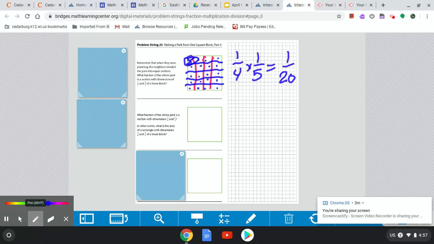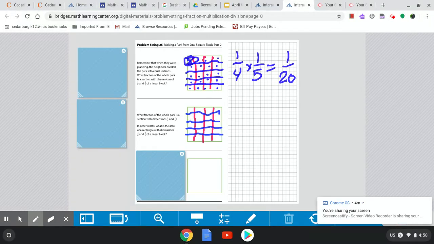All right, so for our next problem, it says what fraction of the whole park is 3/4 and 1/5? Well, that's interesting. We're going to have to redraw what we drew previously. And so I'm going to draw my fourths, and I'm going to draw my fifths. So now it's asking me to do what is 3/4 and then times 1/5, right?